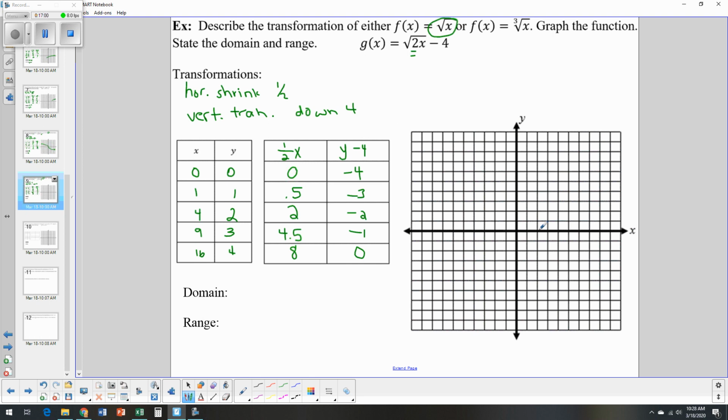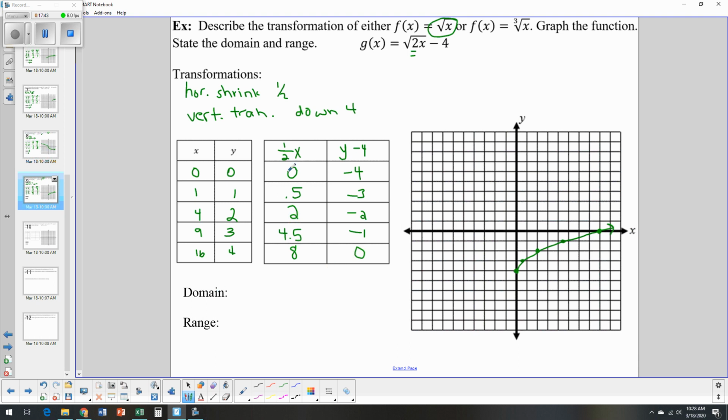All right, so now let's graph these. We have 0, comma, -4. We have 1/2, comma, -3, so it's going to be right about there. We have 2, comma, -2. We have 4.5, comma, -1, so it's 1, 2, 3, 4 and a half, -1, and then 8, 0. Remember, square root doesn't get the arrow on both sides, just the one. So that's how we'll graph it.